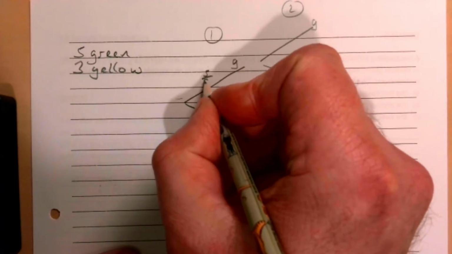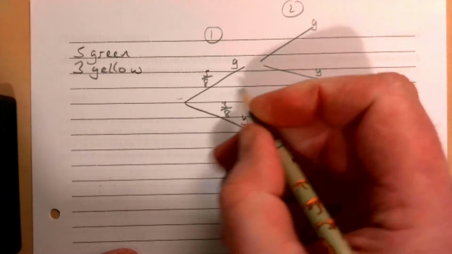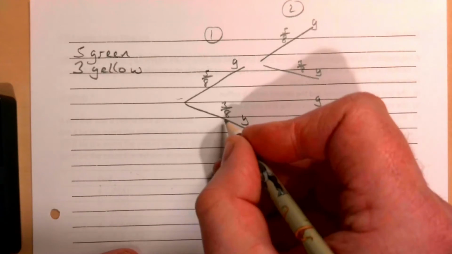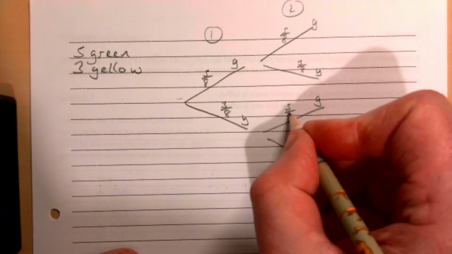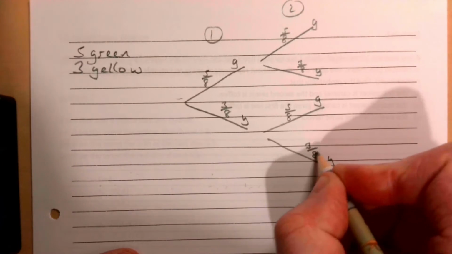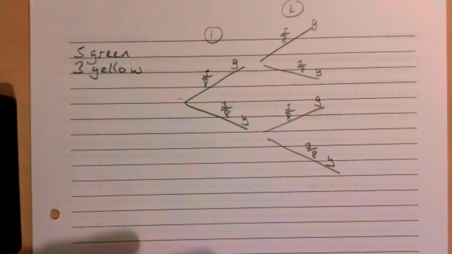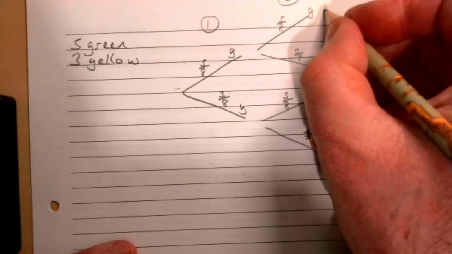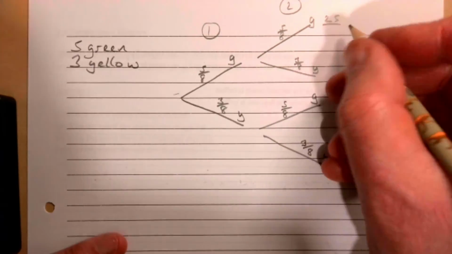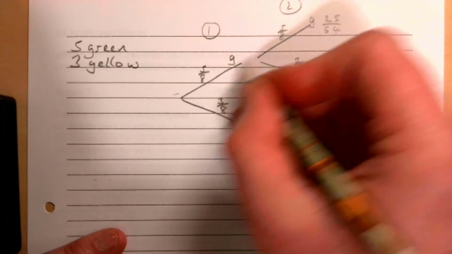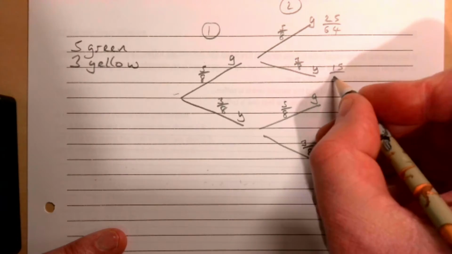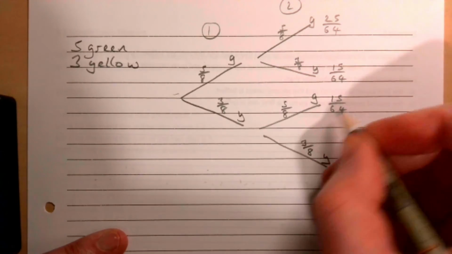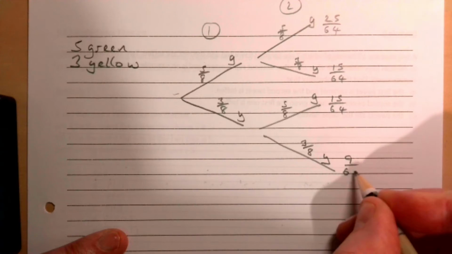This is 5/8. This is 3/8, 5/8, 3/8. These probabilities would change from these ones if it wasn't replaced, but it is, obviously 5/8 and 3/8. And the wee tip said multiply along the branches. So we're going to multiply this by this, and it gives us 25 over 64, 5 times 3, 15 over 64, 3 times 5, 15 over 64, and then 9 over 64.